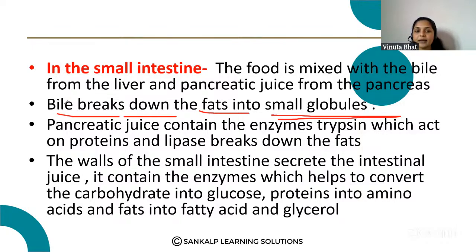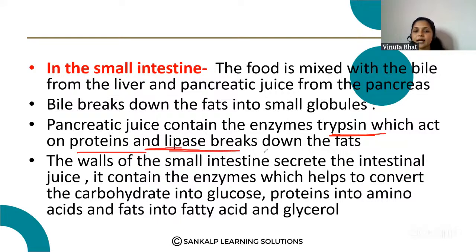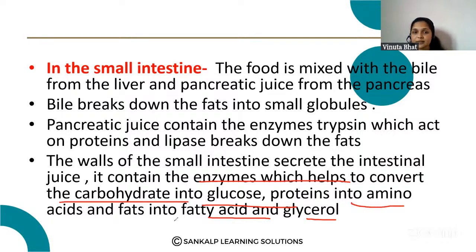And the pancreatic juice contains two enzymes, which is important, you have to mention trypsin and one more enzyme, that is lipase. So here trypsin acts on the proteins and lipase breaks down the fat further. The small globules of fat are broken down by the lipase enzyme present in the pancreatic juice. Next, the walls of the small intestine secrete the intestinal juice. It contains the enzymes which help to convert the carbohydrates into glucose, proteins into amino acids, and fats into fatty acids and glycerol. So this is how the digestion takes place in the small intestine.